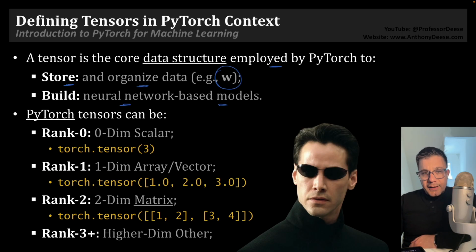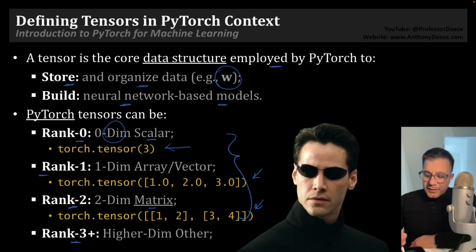PyTorch tensors, or really any tensor, can be classified in terms of their rank. So a rank 0 tensor or a rank 0 object would be a scalar. Here's how we can define a rank 0 or a scalar type tensor using PyTorch. It can be rank 1, and that would be an array. It can be rank 2, and that would be a matrix, as well as rank 3, and that would be a higher order object. And so here we have examples of creating an array type tensor as well as a rank 2 or a matrix type tensor.